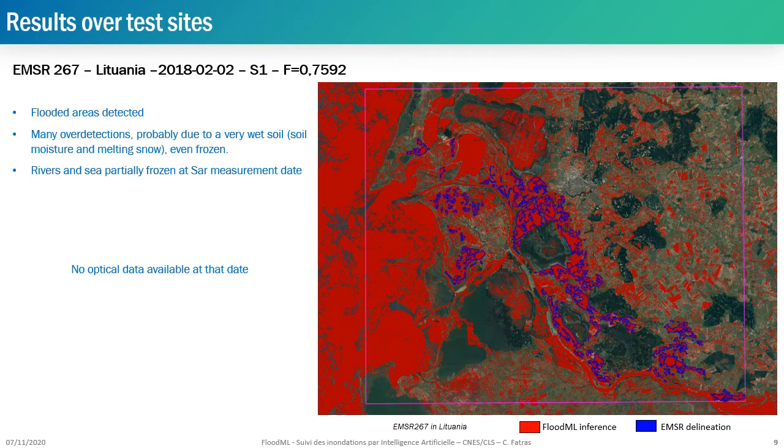And for instance, in Lithuania, we got those results with flooded areas correctly detected here between the EMSR and the FloodML inference. We have also many other detections, as we can observe here, which might be linked with very wet soil and melting snow and even frozen soils, creating perturbations at wave level. We also have an impact over frozen rivers and also frozen seas, as we can observe here.